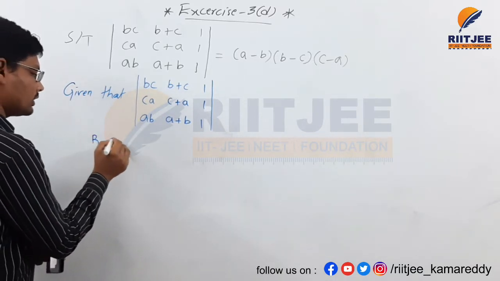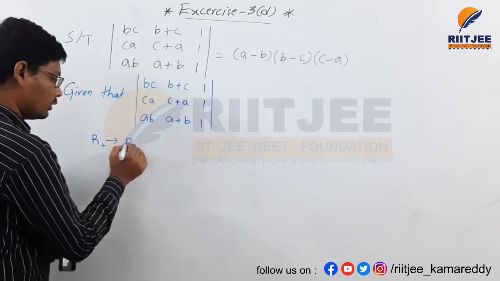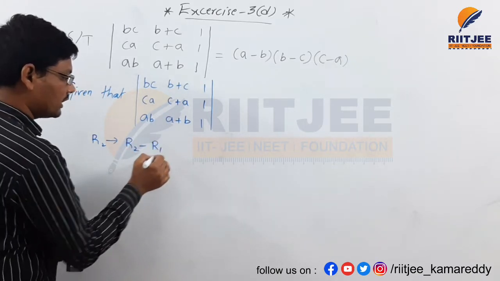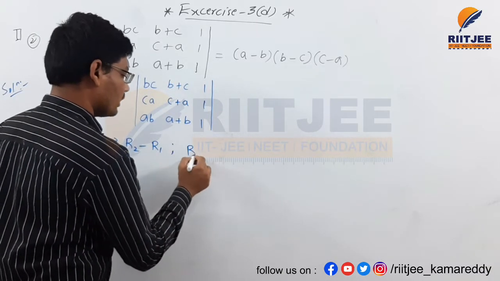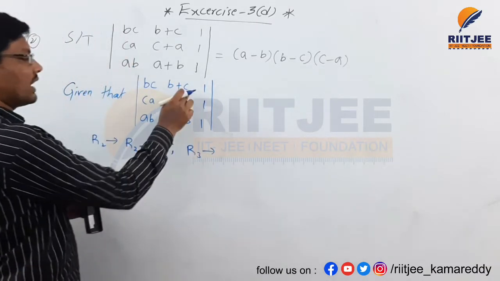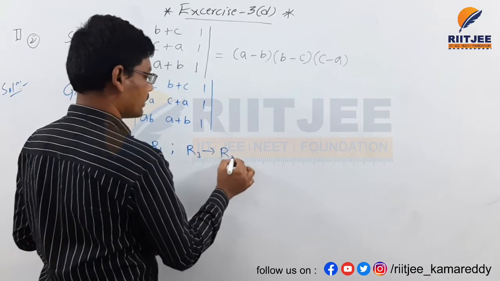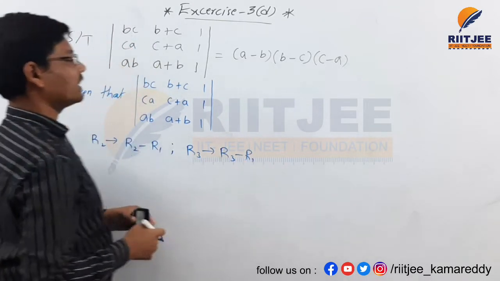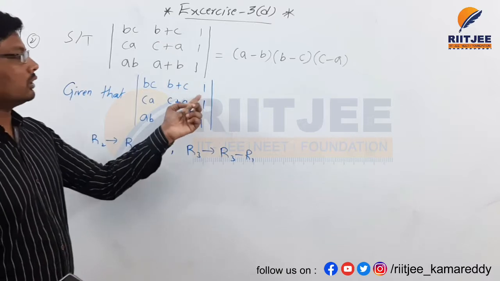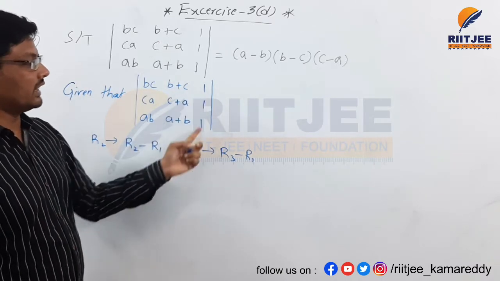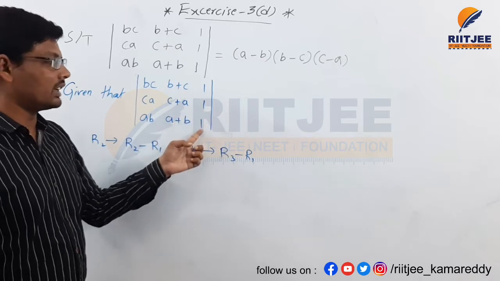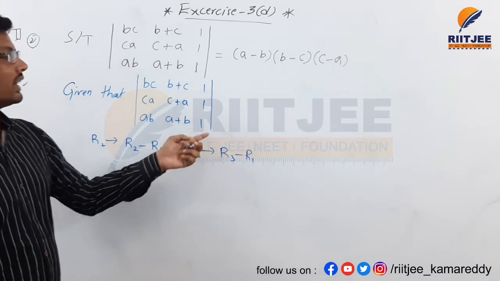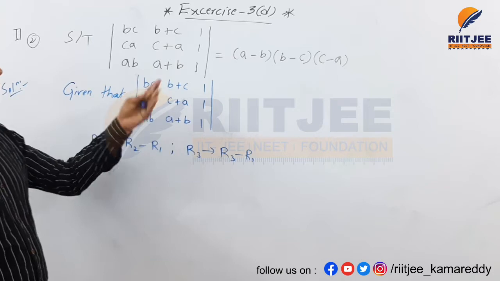R2 is changed to R2 minus R1, and R3 is changed to R3 minus R1. Why am I changing here? Because these three elements are the same. So I am making this element 0 and this element 0, so that we can easily find the determinant of this matrix.